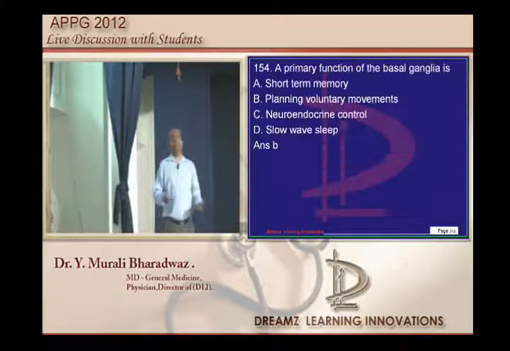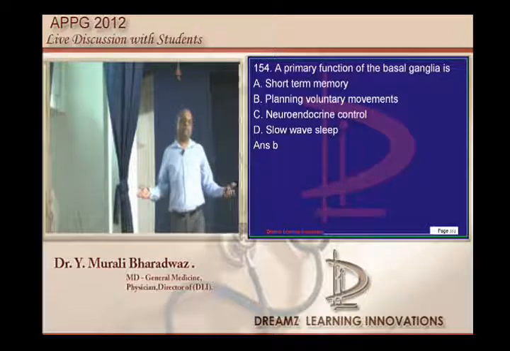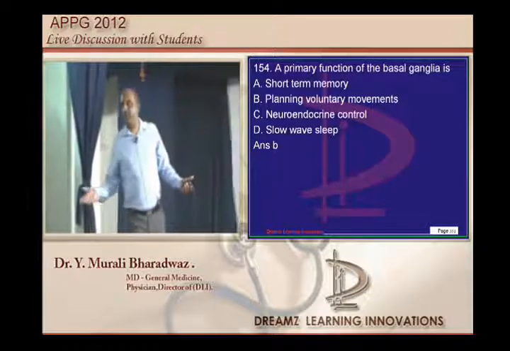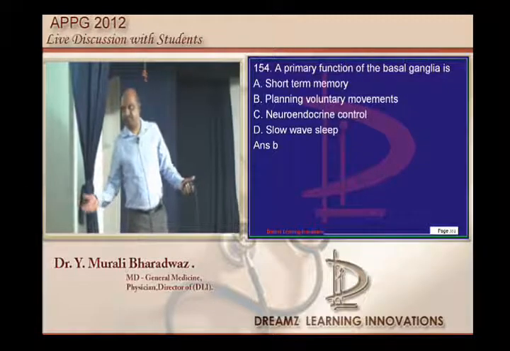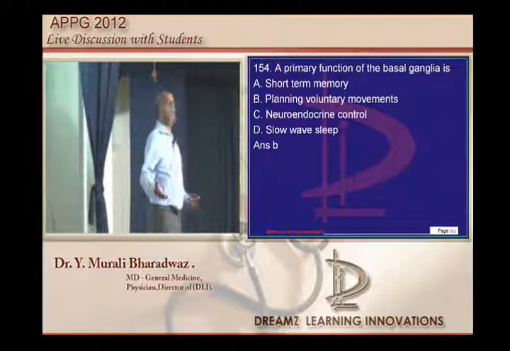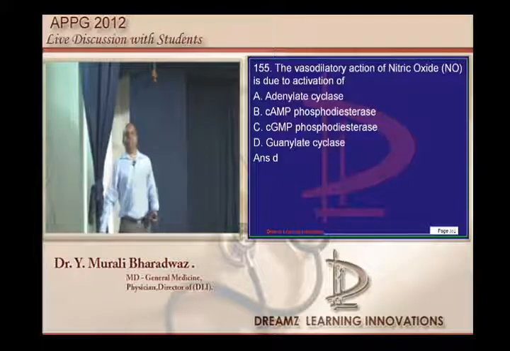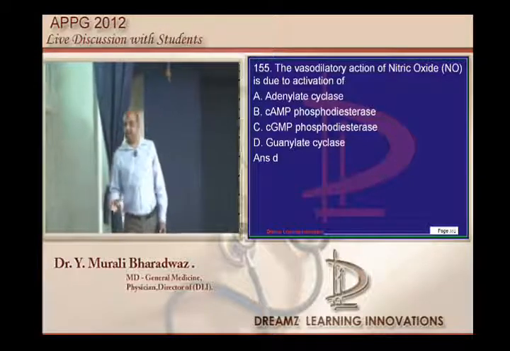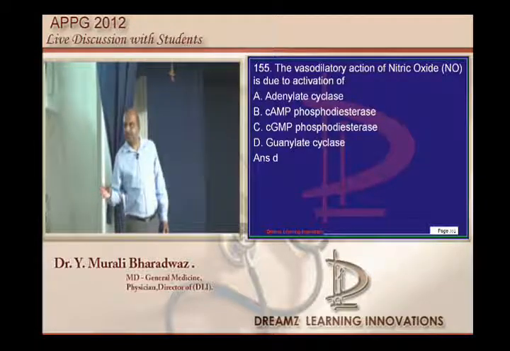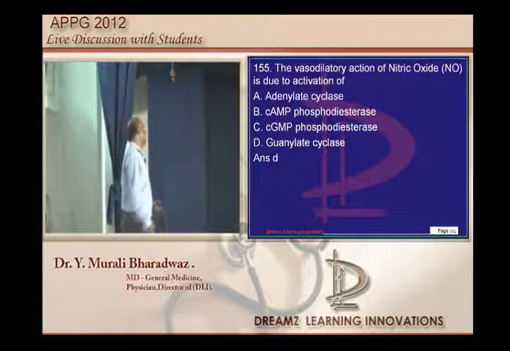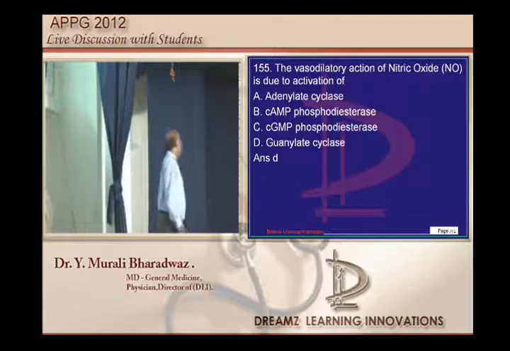So what is the main function of basal ganglia or cerebellum for that matter? Planning the voluntary motor activity. That's the reason we get tremor when basal ganglia get affected. How does nitric oxide basically function? It will activate guanylate cyclase, produce more cyclic GMP, which is the underlying mechanism of the vasodilation.